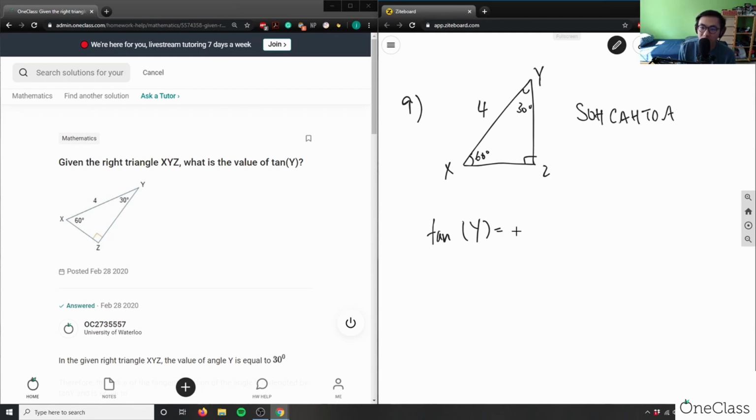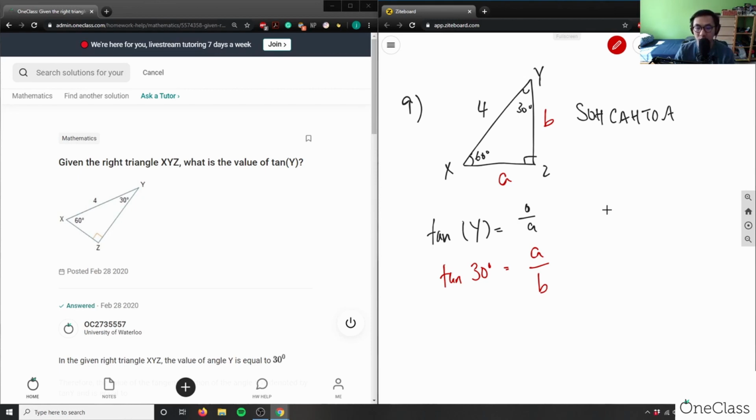This is opposite over adjacent, right? Angle Y here is angle 30, so tangent of 30 equals opposite over adjacent. In this case, I don't have my opposite or adjacent. You can say this here is A and this here is B, which means tangent of Y, or tangent of 30 degrees, equals A over B. So if I don't have these two, how do I solve for this problem? What would I do?